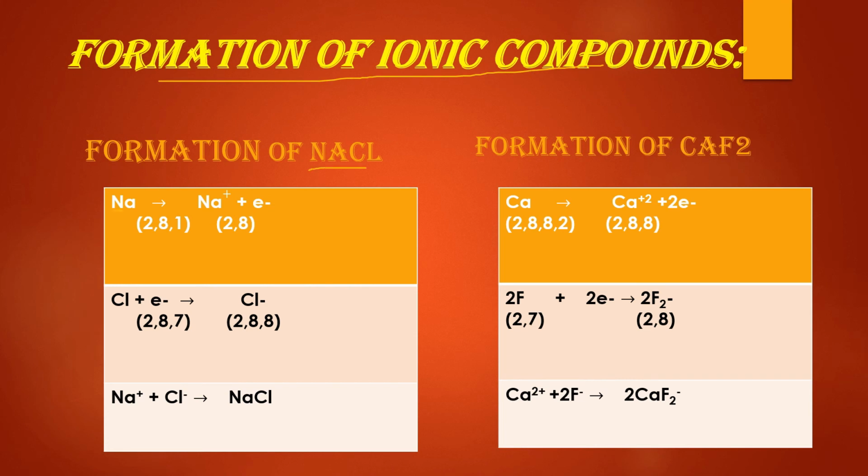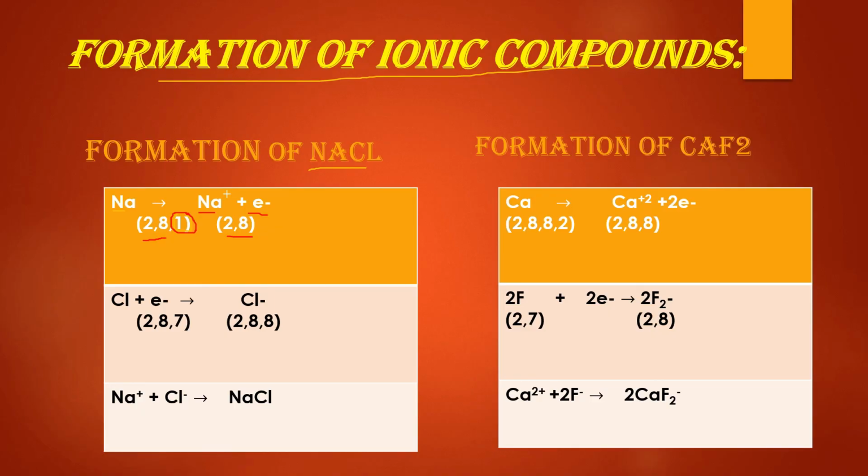Now sodium has atomic number 11, and the configuration is 2, 8, 1. So you see that one extra electron is there in the outermost shell of sodium. Now it tends to lose this electron to attain stability, or you can say 8 electrons in the outermost shell. So it readily loses this electron and converts into the positively charged ion, that is sodium Na+, and the configuration is 2, 8, that is a stable configuration.